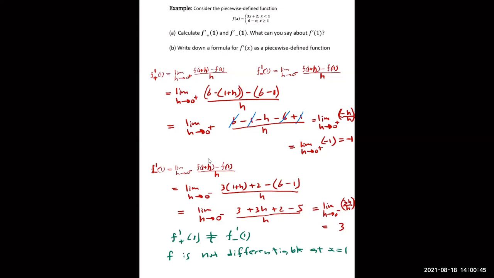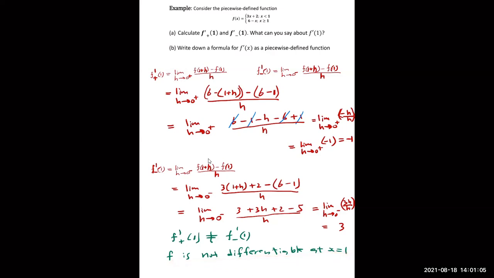All right, let's move on. And then we have one more part. Write down a formula for f prime of x as a piecewise defined function. How do you write down a formula as a piecewise defined function? First of all, notice that we know that my function is not differentiable at x equals 1. We have already concluded that.